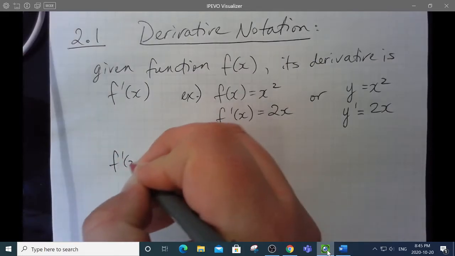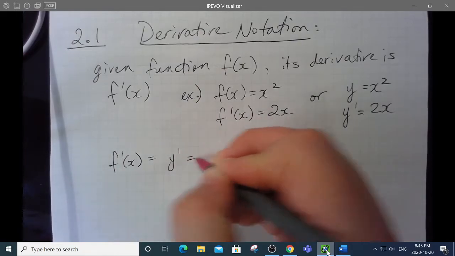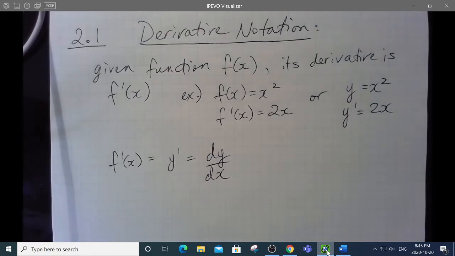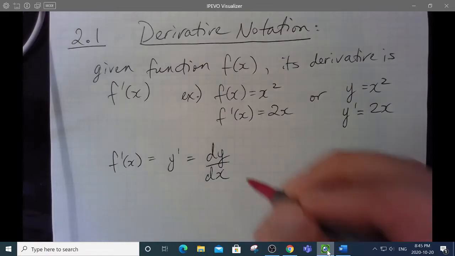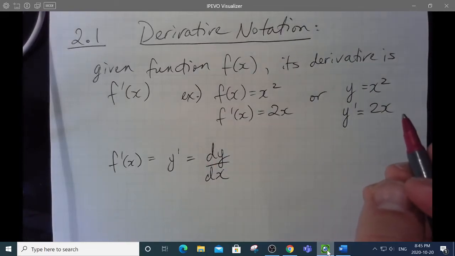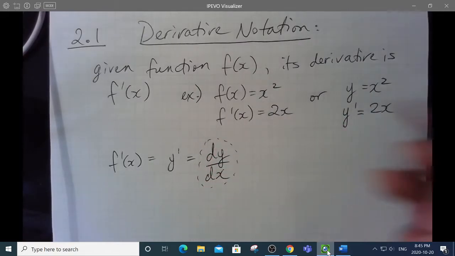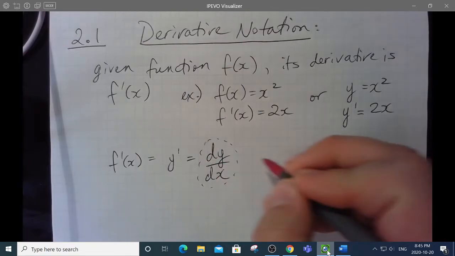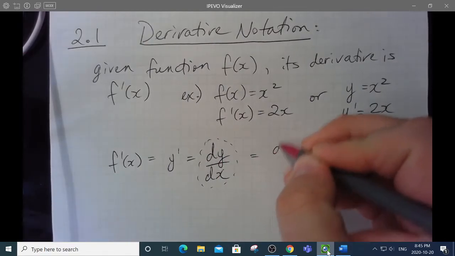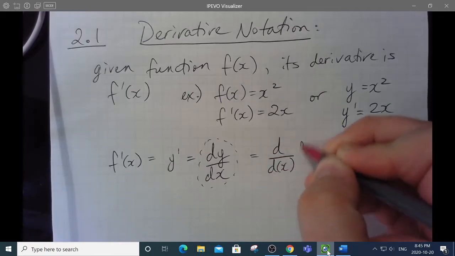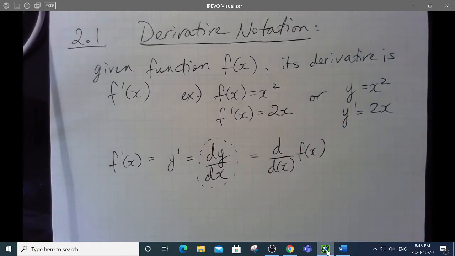Basically, f of x primed could also be written as y primed. It could also be written as something called the derivative of y with respect to x, or dy by dx. So this one you'll see a lot for the rest of this course. This is in some ways kind of the favorite notation for a lot of people. And even this can be written other ways. Some textbooks show it like this: the derivative with respect to x of the function f of x, which is a little more formal, but it really says the same thing as all these other things.